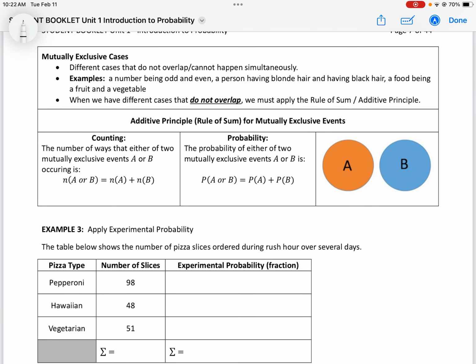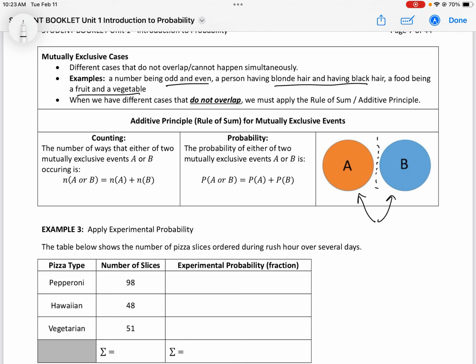Okay, mutually exclusive cases. So these are different cases that do not overlap, or they don't happen at the same time, okay, simultaneously. On a Venn diagram, we would have two circles with no overlap in the middle. So these are completely disjoint, okay, which is another word for mutually exclusive. An example of this is a number can't be odd and even at the same time. And a person can't have blonde and black hair at the same time. And a food can't be a fruit and a vegetable at the same time. Like, there's no way that those answers are ever going to overlap.